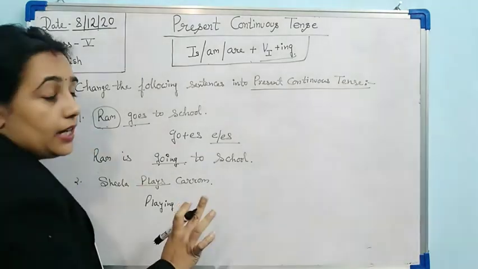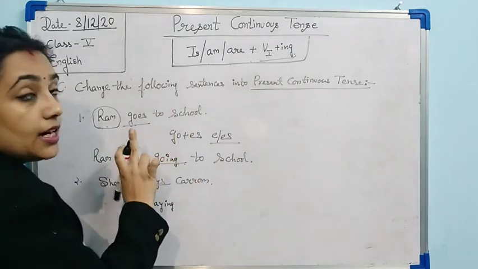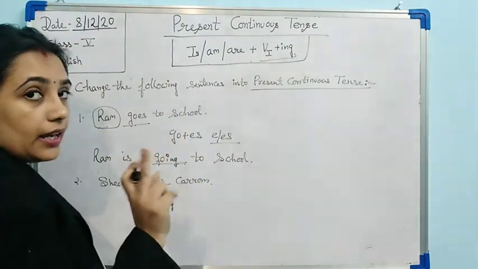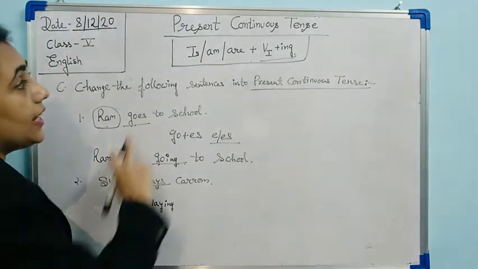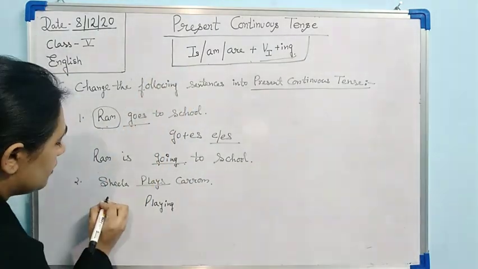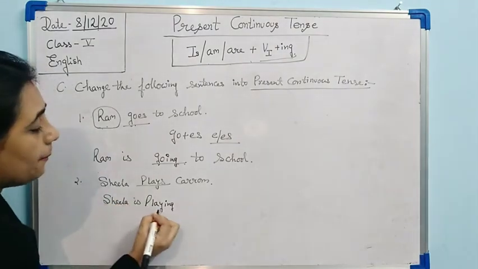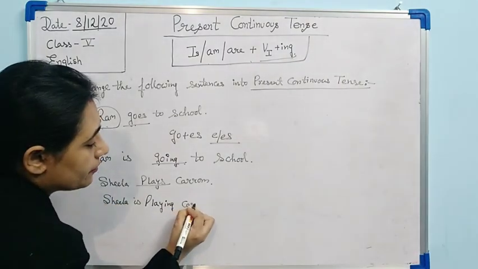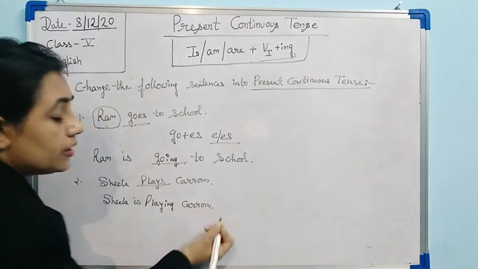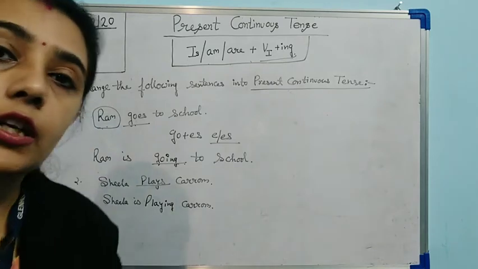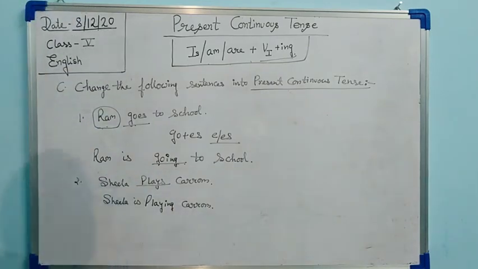The verb is playing. Now, we have to see the subject. Sheila. Sheila, single person again. So, Sheila is playing carom. Is it clear? I hope you have understood both the sentences. Now let's see the third sentence.